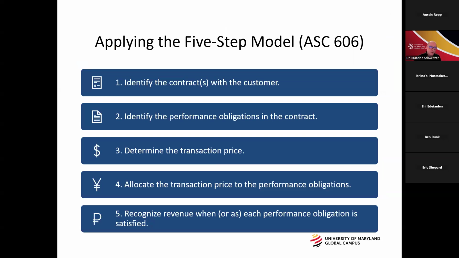Now, as we recognize revenue, we follow this five-step model. And this is based off of ASC 606, which is an accounting standard, and it tells us the process. So the first thing we do is we identify any contracts that we have with the customer. The second thing we do is we identify the performance obligations in that contract. The third thing we do is we determine the transaction price. The fourth thing we do is allocate the price to the performance obligations. And the fifth thing we do is recognize the revenue when each performance obligation is satisfied. So as the goods are being delivered to the customer.